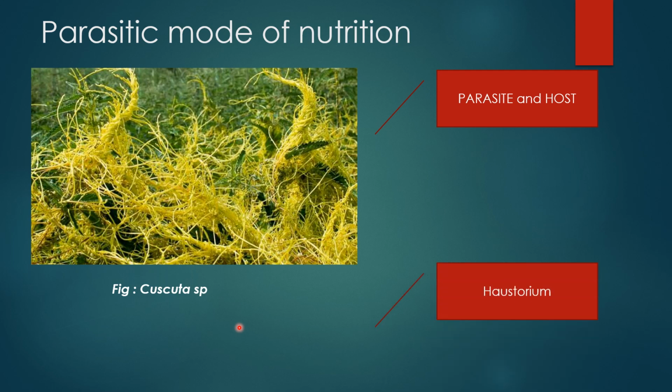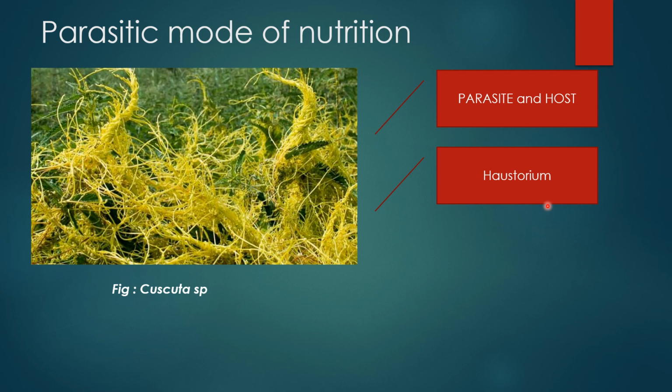Okay, but how does this parasitic plant derive the nutrients? Because they have a special type of structure known as haustorium, which helps them to penetrate the vascular bundle, the xylem or phloem, of the host plant. Because these vascular bundles, that means xylem and phloem, are important for the transportation of water and food material throughout the body of the plant. So if they penetrate the vascular bundle, they can easily draw the nutrients from the host plant. So this structure is very important and plays an important role in taking nutrients from the host plants.